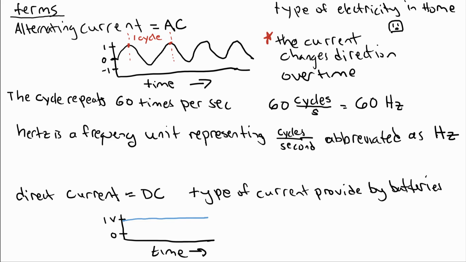In this video, we're going to talk about AC and DC. So AC stands for alternating current. That's what AC stands for. And DC is direct current.